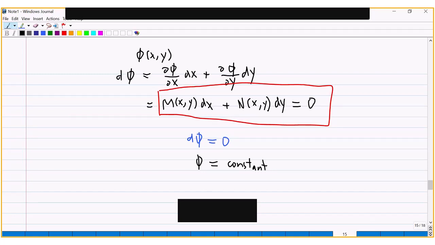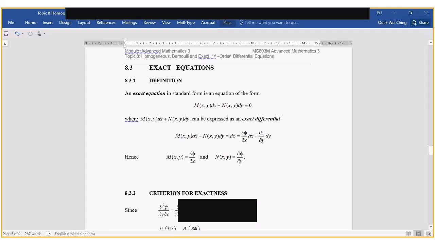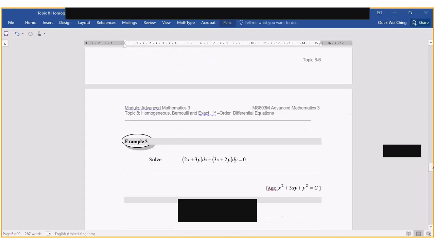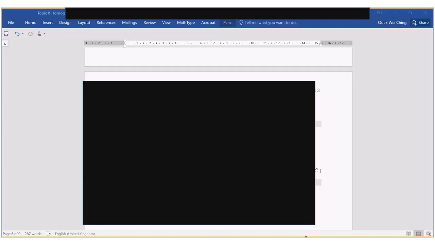Example, how do you actually solve this example? We only have one example because they are all similar. Just move on to the next page and I'll show you the example. This time we have an example: (2x plus 3y) dx plus (3x plus 2y) dy equals 0. This is a question. Solve this equation.